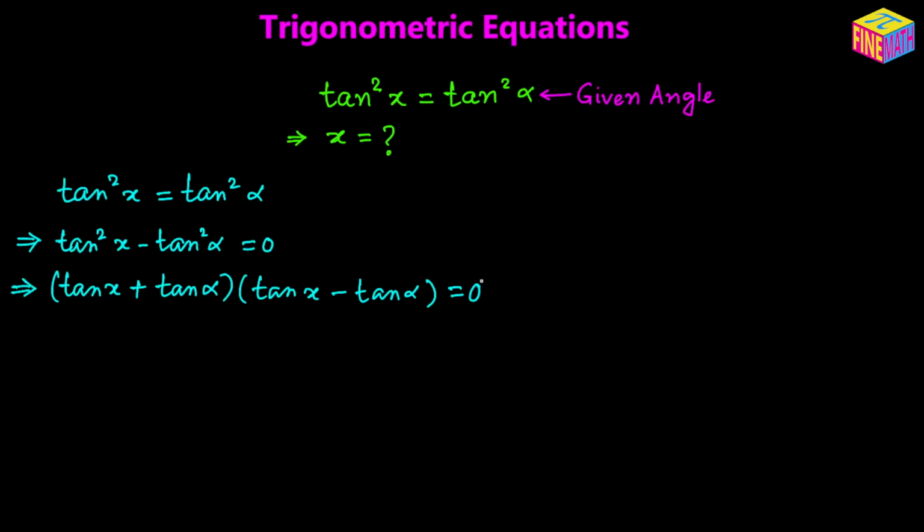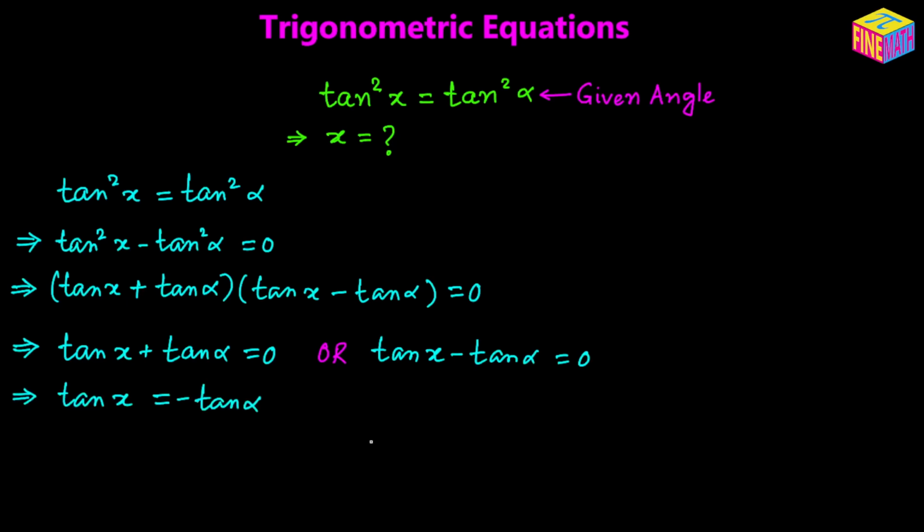So from here we can say that each of the factors can be 0. So the first factor, which is tangent of x plus tangent of alpha, can be 0, or the second factor can be 0, which is tangent of x minus tangent of alpha. So then from the first factor, what we can say? We can say that tangent of x is equal to negative tangent of alpha, and negative tangent of alpha can be written as tangent of negative alpha.